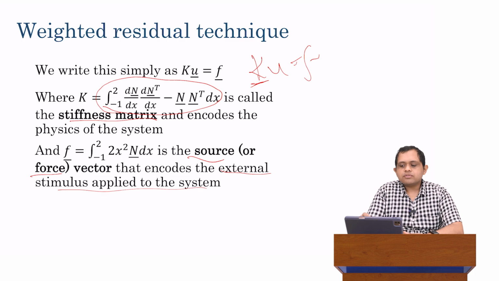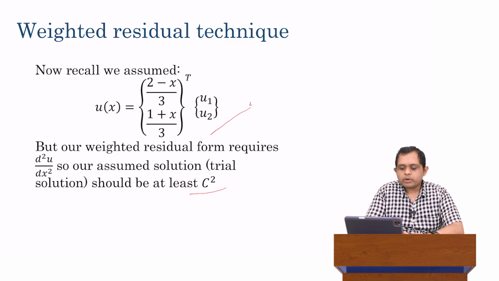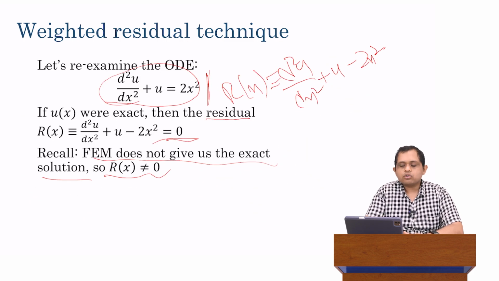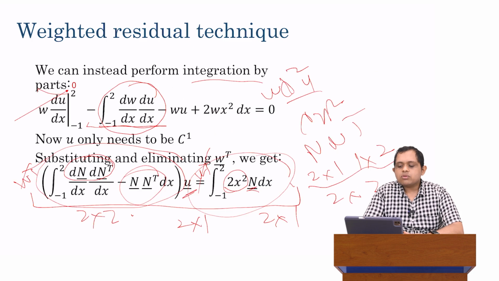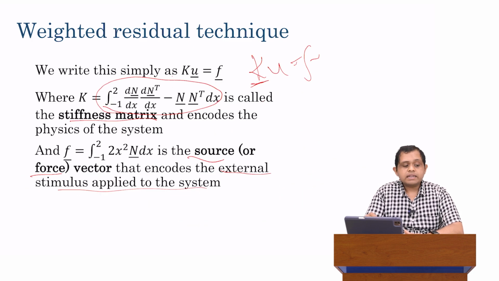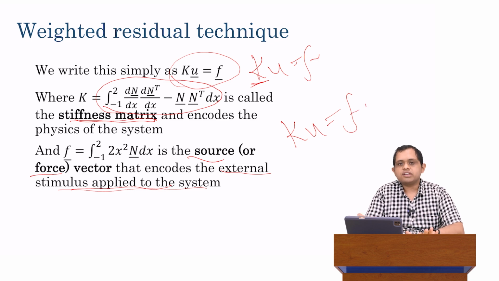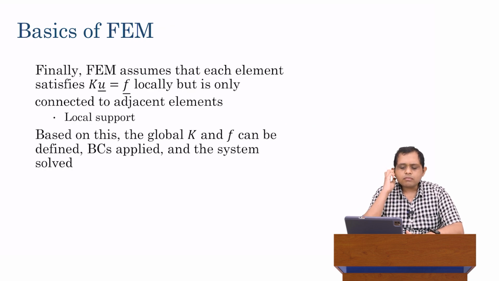So what we've done is we've taken this original differential equation and converted it into a series of linear algebraic equations of the form ku is equal to f, where k is the stiffness matrix and f is the force vector. This is the basic idea of the finite element method: we convert our system into ku is equal to f, and now we solve a series of algebraic equations. Now, there is one more thing called local support. We'll talk about this in the next class.